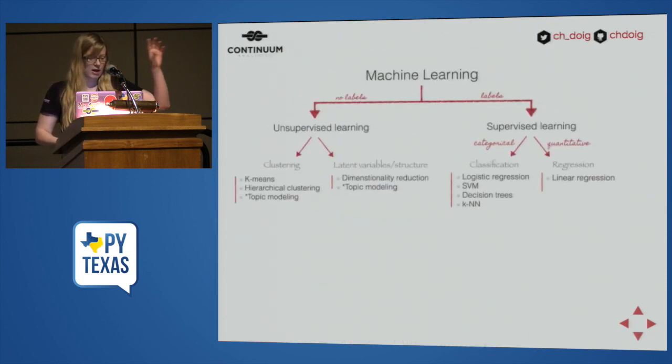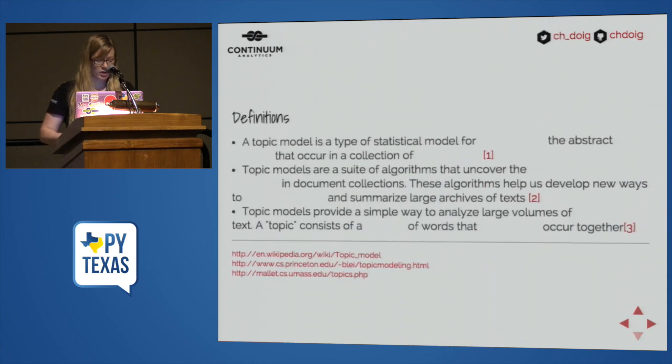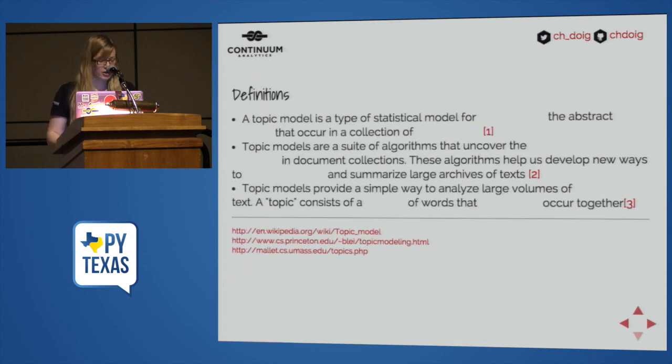So I forgot to mention before, topic modeling is pretty much in this unsupervised learning category, and it's a way of clustering things together, but also trying to find the latent variables or structure of your data set. And we're going to look at some definitions. One was taken from Wikipedia, another from a Princeton professor that's done a lot of research in topic modeling, and another one from MALLET, which is a Java library for topic modeling.